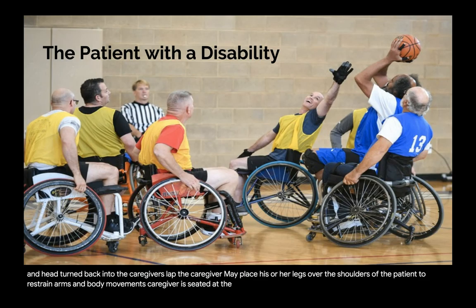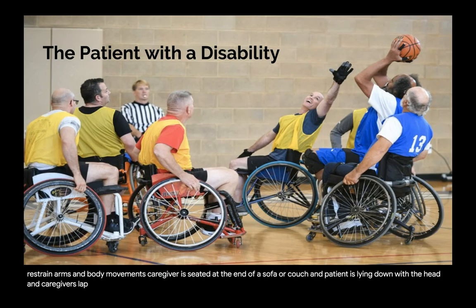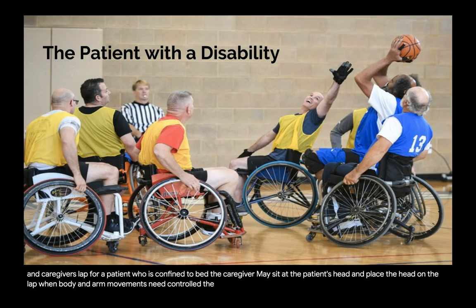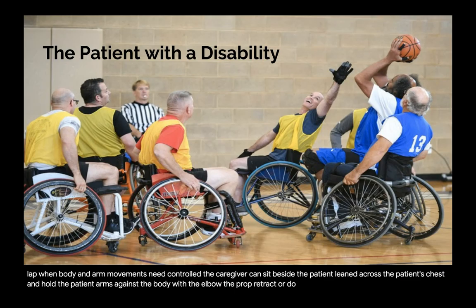Caregiver is seated at the end of a sofa or couch, and the patient is lying down with the head in the caregiver's lap. For a patient who is confined to bed, the caregiver may sit at the patient's head and place the head on the lap. When body and arm movements need to be controlled, the caregiver can sit beside the patient, lean across the patient's chest, and hold the patient's arms against the body with the elbow. The hand of the restraining arm can hold the mouth prop, retract, or do whatever is necessary.